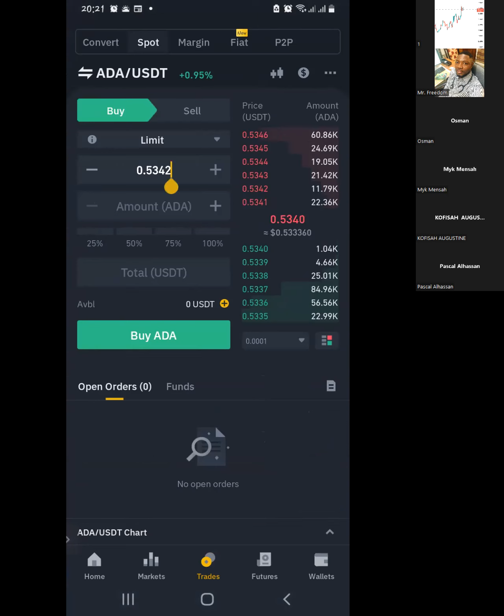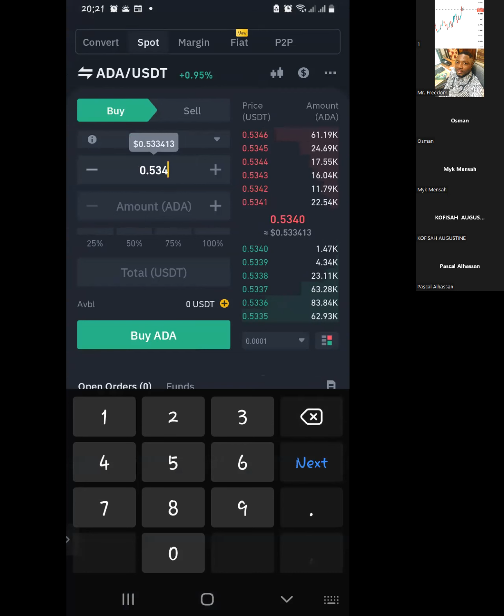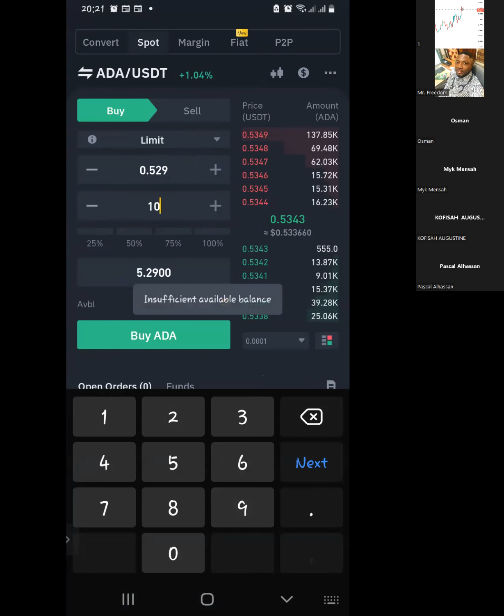So you can set it up so that you only buy when the price hits 0.529, and when it hits there, you buy 10 ADA for me. This trade will not execute until the price of ADA drops to 0.529. Then the trade will execute.